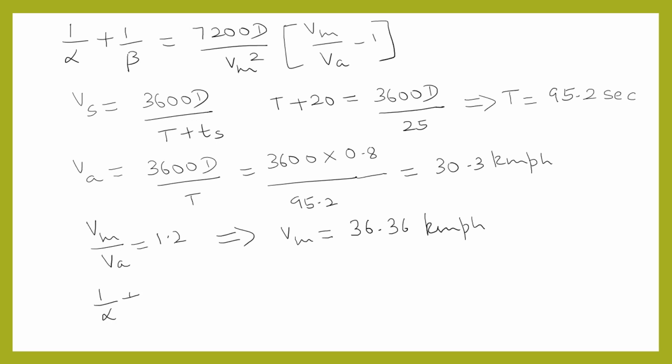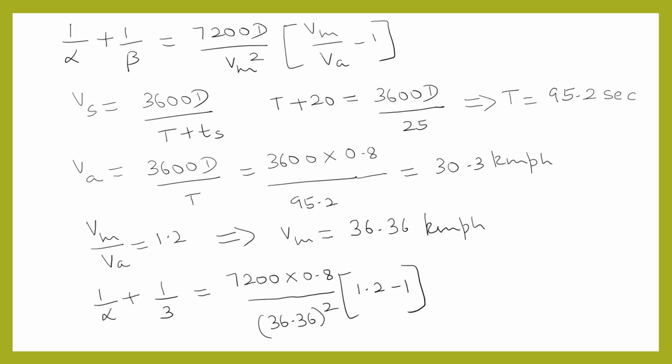Substituting these values in the equation of 1 by alpha plus 1 by beta, we get 1 by alpha plus 1 by 3 equal to 7200 into 0.8 divided by 36.36 square into 1.2 minus 1. Solving this, we get the value of acceleration alpha as 1.85 km per hour per second.